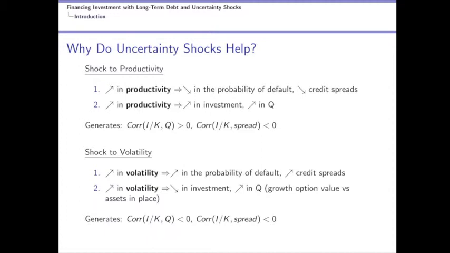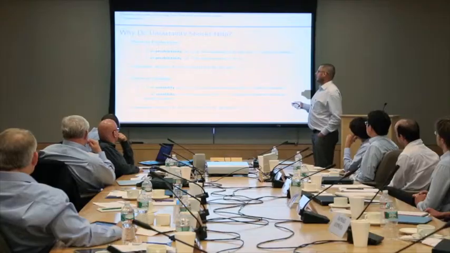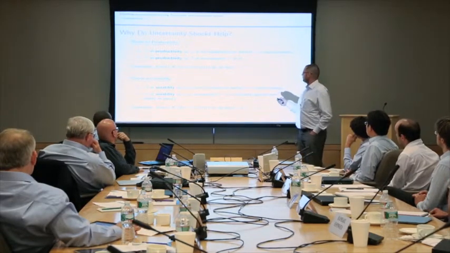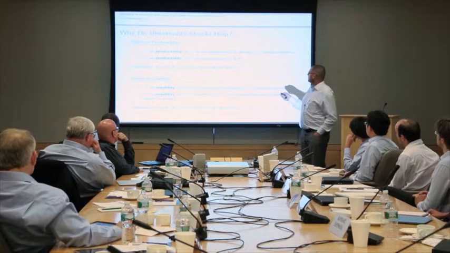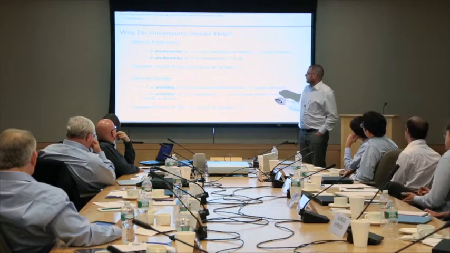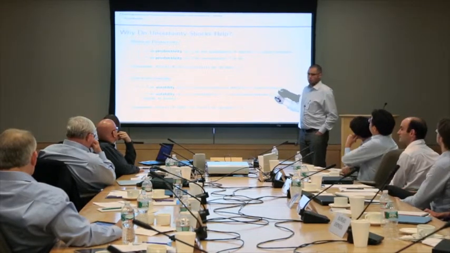So consider a world. I'm going to argue loosely here, and I'll show the model right after. Imagine a positive shock to productivity. What does it do? Z goes up. It decreases the probability of default, so the cost of debt, your credit spread, goes down. As your productivity goes up, your MPK goes up, so you're going to increase your investment, and that's going to increase your Q.